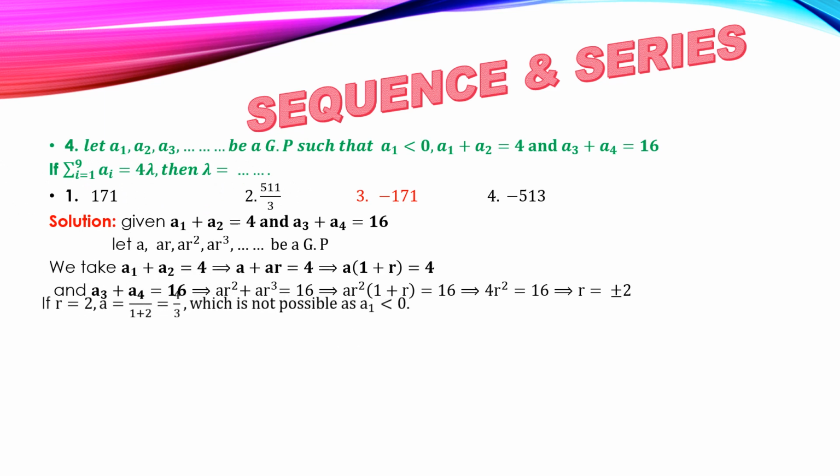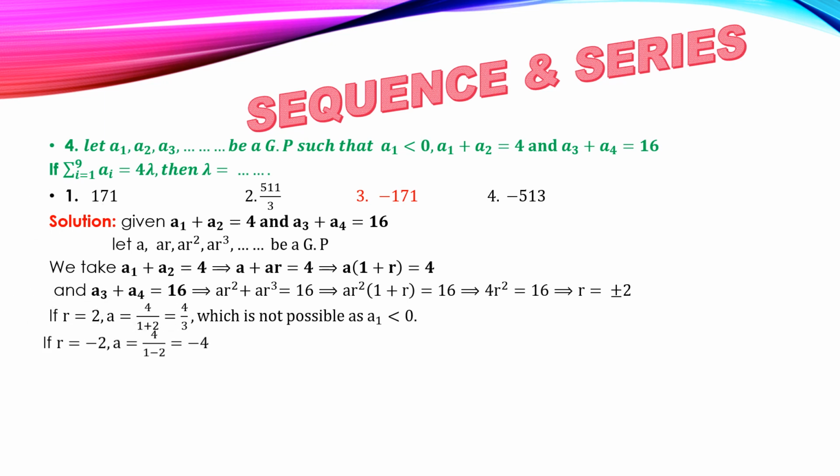And if r equals 2, then from the first equation a equals 4 by 1 plus r. That means a equals 4 by 1 plus 2, that is 4 by 3. So here, which is not possible because in the given problem a1 is less than 0. So here we take r equals minus 2.